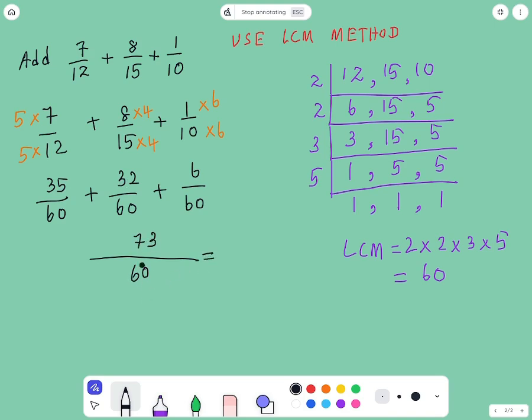Then it's an improper fraction, we have to make it a mixed number. How? How many 60s are there in 73? That is 1. The denominator doesn't change, 60, and the remainder is 13.